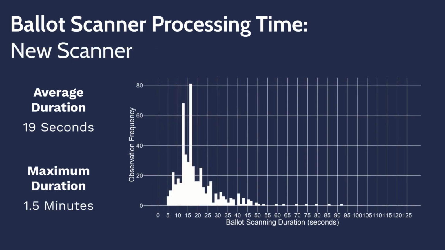The new ballot scanning process also takes voters 19 seconds on average, but may take voters a maximum of 1.5 minutes to cast their ballot. A distribution chart of ballot scanning times for the new ballot scanner is shown on screen, with the majority of voters scanning their ballots in 13 to 22 seconds.